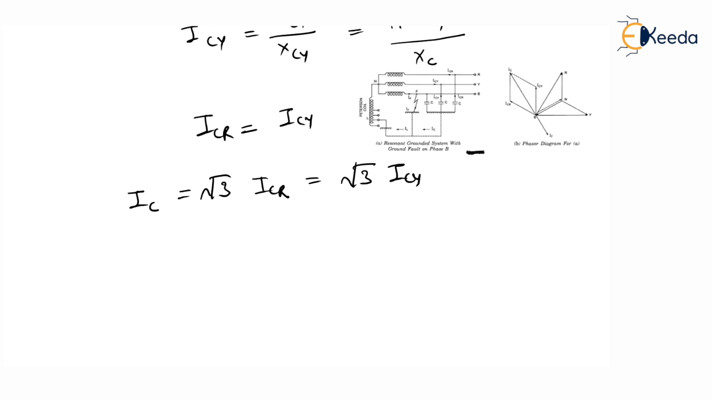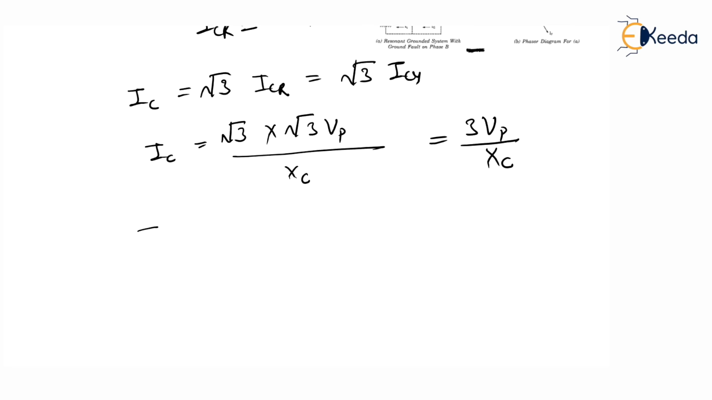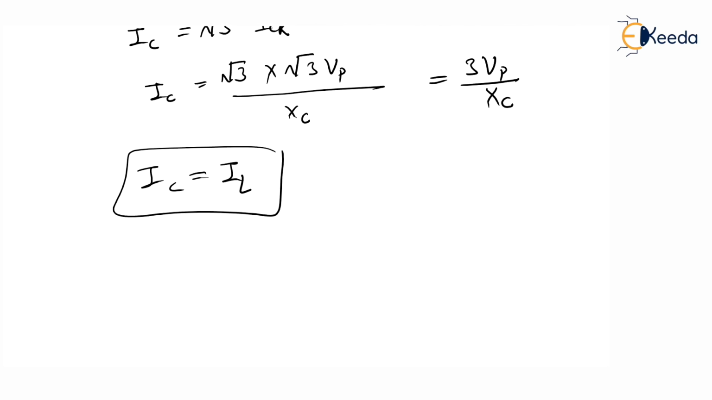So from this phasor diagram, IC is equal to root 3 times ICR, and this is equal to root 3 times ICY. So IC is equal to root 3 into root 3 VP upon XC, so this is equal to 3 VP upon XC. Now for the balance condition, IC is equal to IL. So if IC is equal to IL, then there will be no current through the ground.